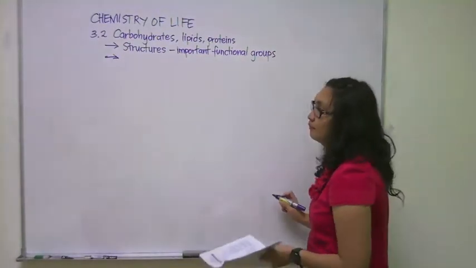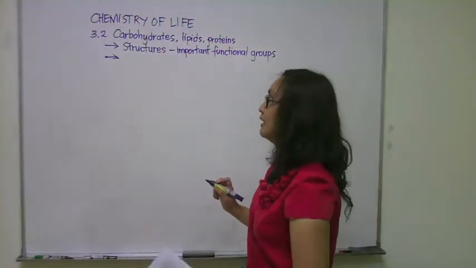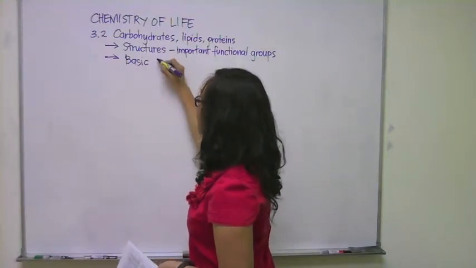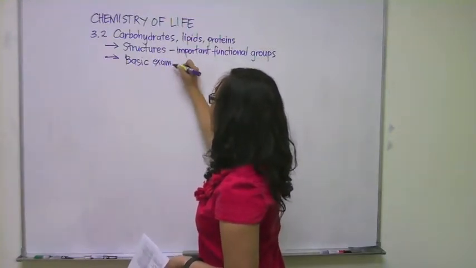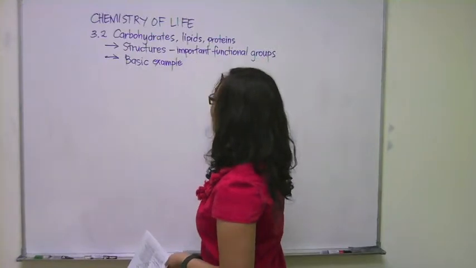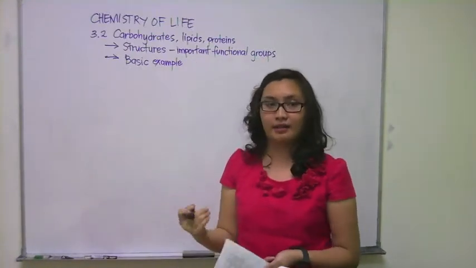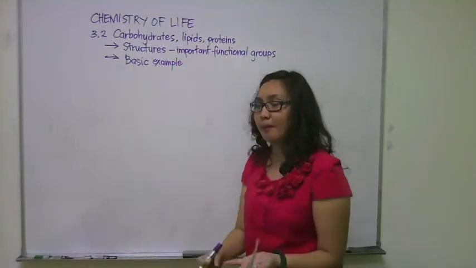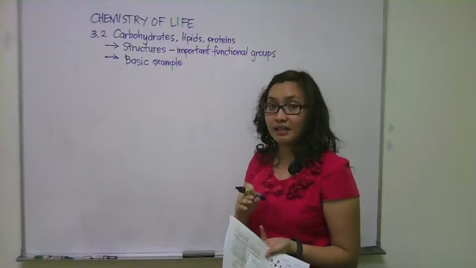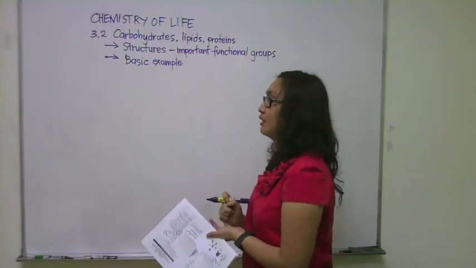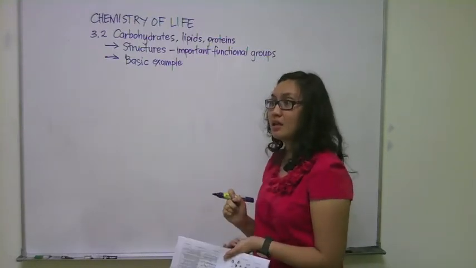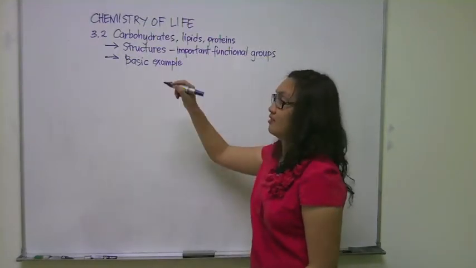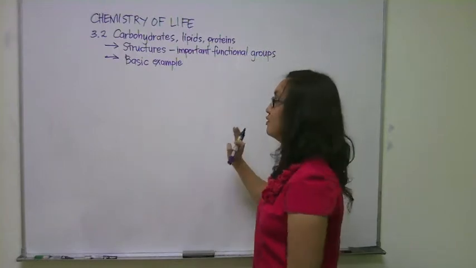After elaborating on the structures, we can now give examples. In the case of carbohydrates, there are 3 basic types: monosaccharides, disaccharides, and polysaccharides. For each type of carbohydrate, you have to give a basic example. For example, monosaccharides include glucose, ribose, and deoxyribose. So you have to elaborate the structures in those specific examples.